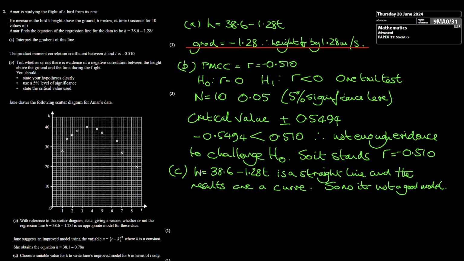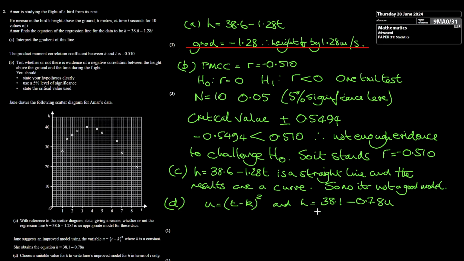So all that I've said is that the equation we've used up to now for h is a straight line and the results are clearly a curve. So no, it's not a good model. Part D. And here Jane suggests a new model where u is equal to t minus k squared, and that is popped into this equation for h. Choose a suitable value for k to write Jane's model in terms of h and t only. In other words, get rid of k.